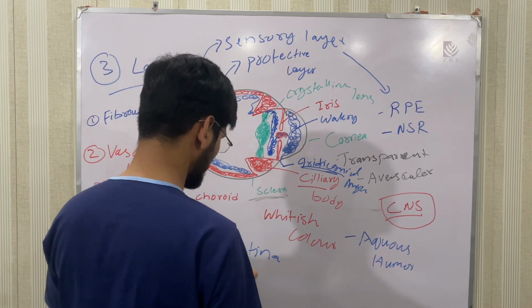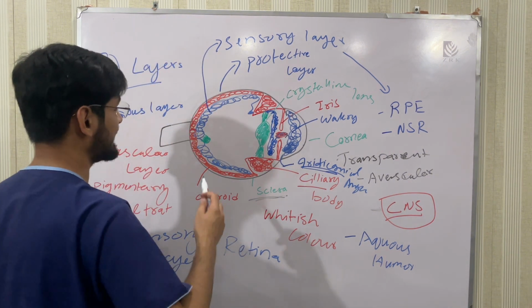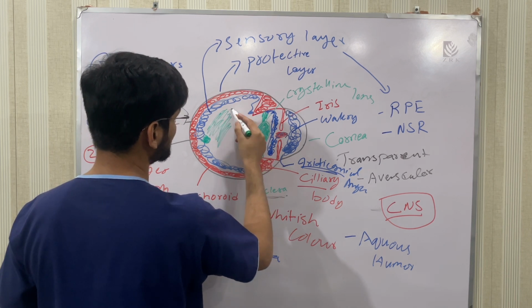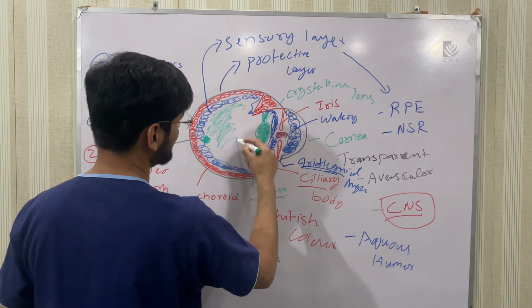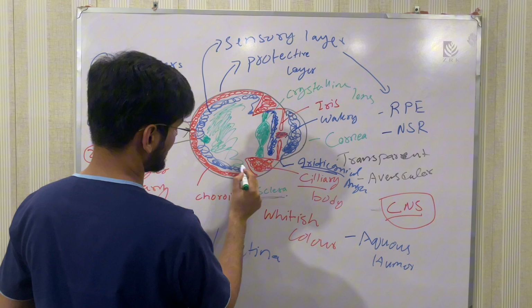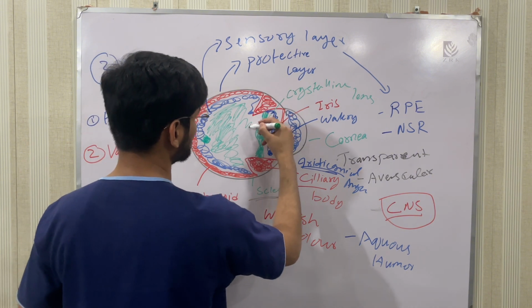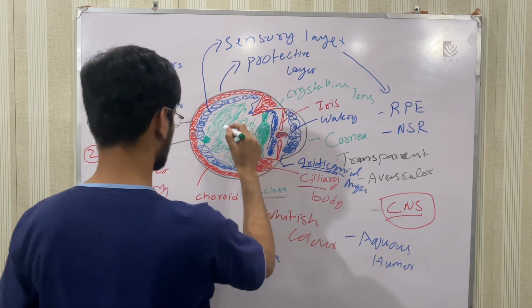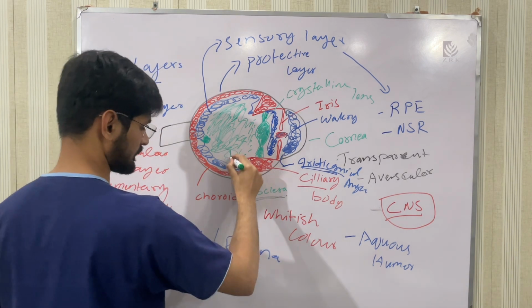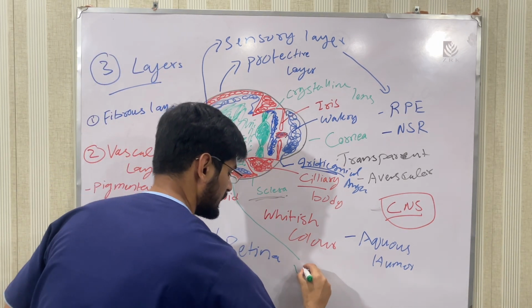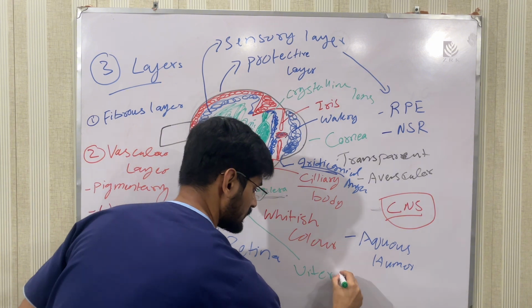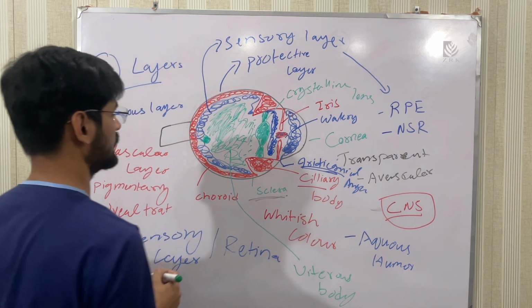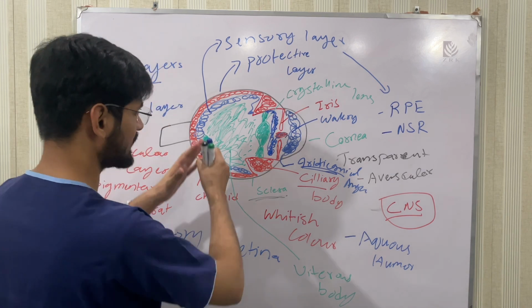The second fluid, the jelly like material which is present in our eye, is called vitreous humor. After the lens, the jelly like material which is present here is called the vitreous body, or vitreous humor. So we discussed all the basic structures.